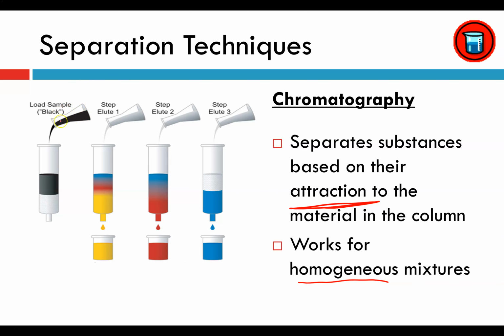I've got my black sample of ink composed of different colors. And we can see that yellow came out first. So what does that tell us about the attraction the yellow molecules had to the stuff in the column? Yeah, they're not particularly attracted to what's in the column. They're not interested. They were able to make their way through pretty quickly. On the opposite end of the spectrum, we've got the blue ink. The blue ink took the longest to come out of the column. It must have been attracted or interested in the material that is present in the column. So that's really how chromatography works.